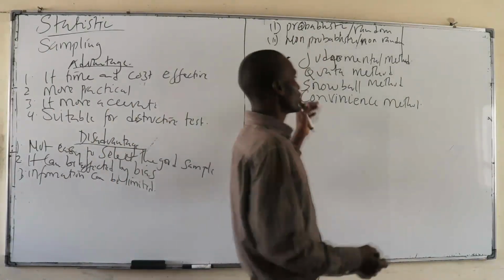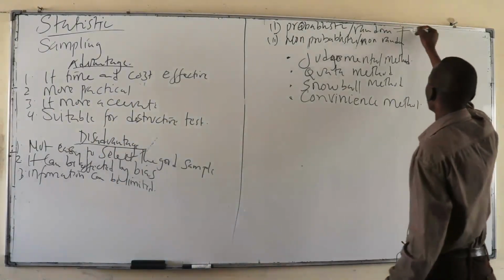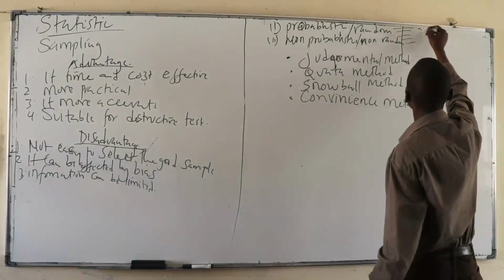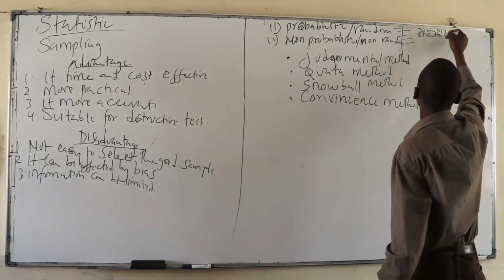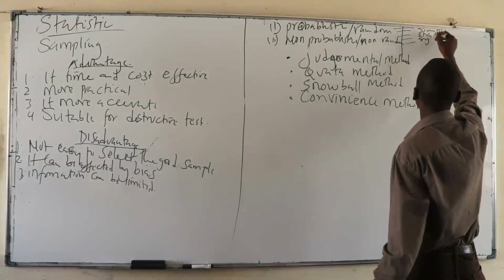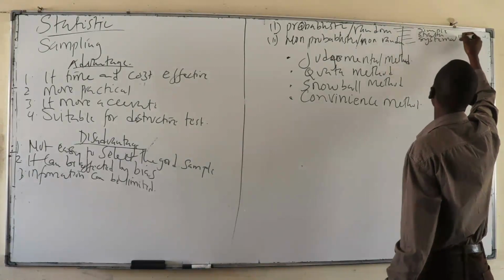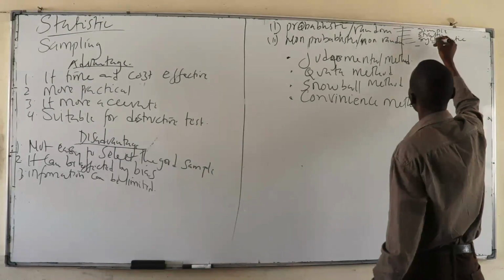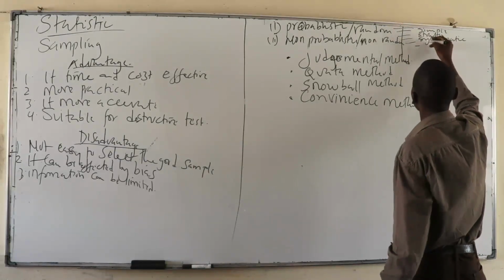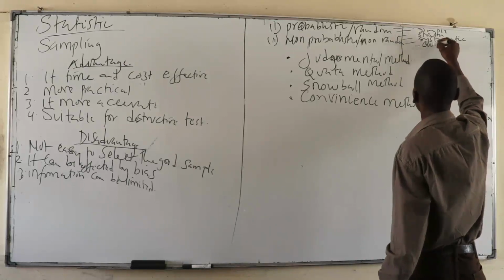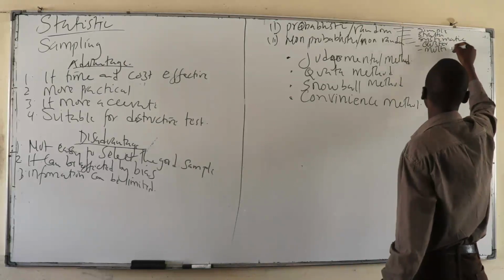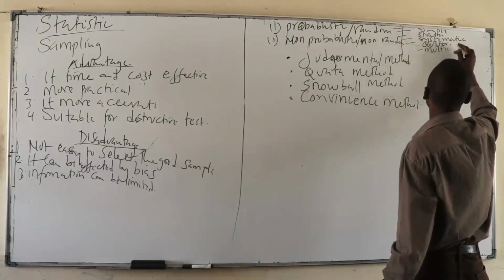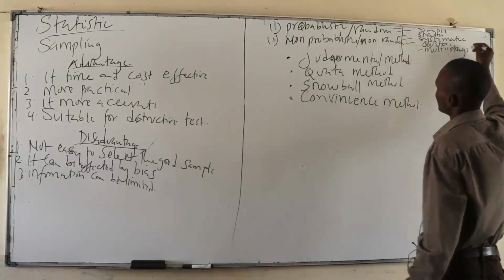So be able to name them. So here we said we have five. Simple, we have stratified, we have systematic, we have cluster, and lastly we have multi-stage. So these are five.